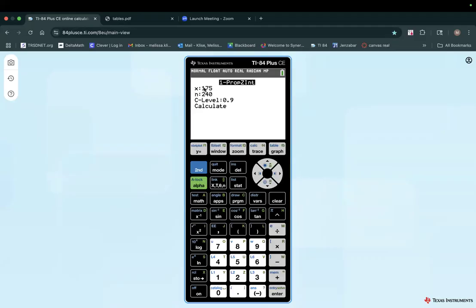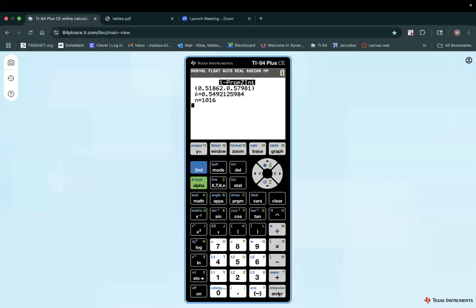So your X is your number of successes, which was 558. Your N is your sample size. That was 1,016. My confidence level was 95%, so put in 0.95. So successes, sample size, confidence level. Go down to calculate and hit enter. Okay, what this gives me, it will not give you the actual margin of error, but it does give you the bottom and the top of your confidence interval.